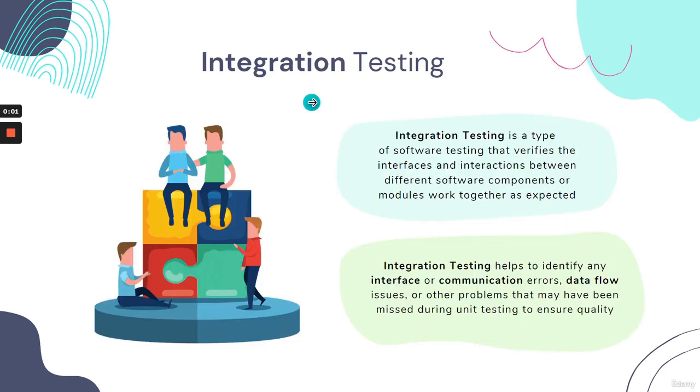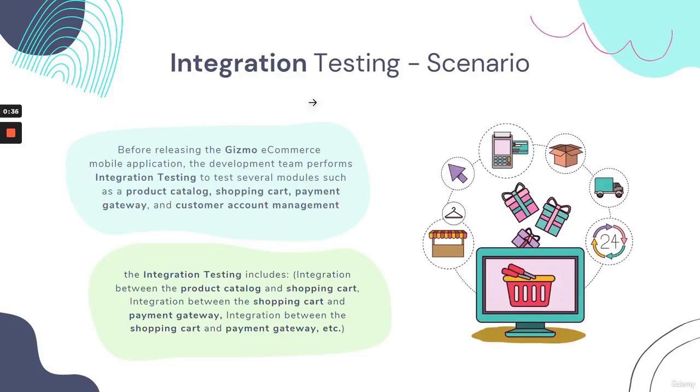Integration testing is a very important manual testing technique or type that verifies the interfaces and interactions between different software components or modules work together as expected. Integration testing helps to identify any interface or communication errors, data flow issues, or other problems that may have been missed or overlooked during unit testing to ensure quality. Let's look at a sample scenario of integration testing.